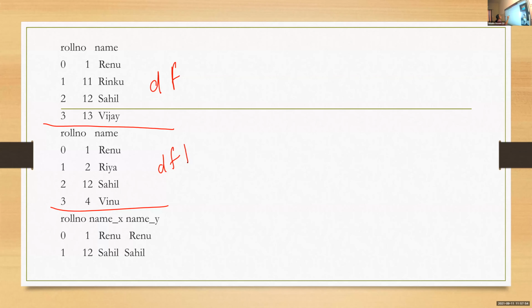Next, I want to merge these two data frames. Merging means it will display the rows which have the same roll number. Here the merging is based on roll number. I am merging these two data frames along with roll number. So it will check the roll numbers of these two data frames. Here the first roll number is 1. Here also 1 is there. Then another one with the same roll number is 12.